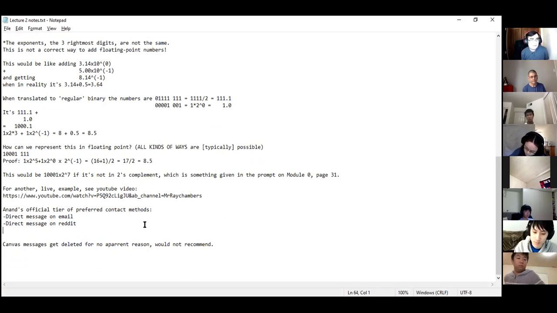Is there any other preferred contact method that you would like me to note down here? Any way you can reach me, that's fine. I don't care. I'm on multiple places online, so you can just Google. I have good email filtration systems in place, so don't worry. It's very unlikely that you send me a real message and it goes into spam.